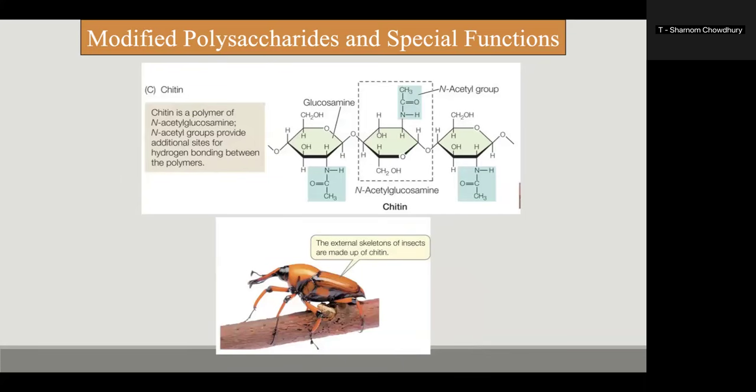Then here's another example about chitin. So chitin is a polymer of N-acetylglucosamine. So what these N-acetyl groups do here is that they provide additional sites for hydrogen bonding between polymers. So why is that important? Why is it important to create more hydrogen bonding? Well, chitin is the external skeletons of the majority of insects. And chitin needs to create a strong protection for these insects when making these exoskeletons. So by creating more hydrogen bonds, which is a strong bond in and of itself, by creating additional sites for hydrogen bonding, it makes it that much stronger so that the external skeletons of the insects can be safe.